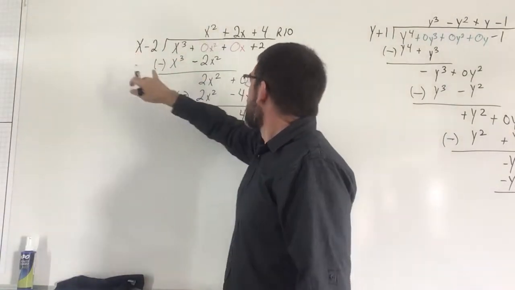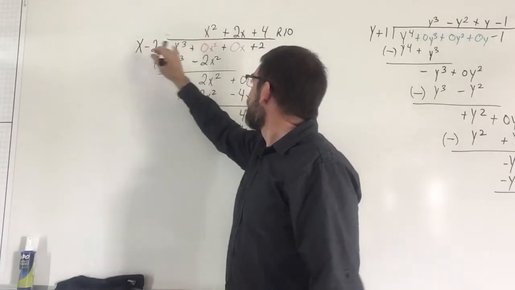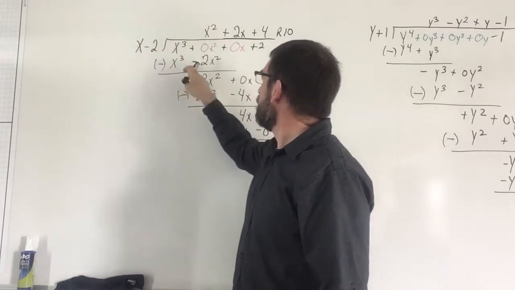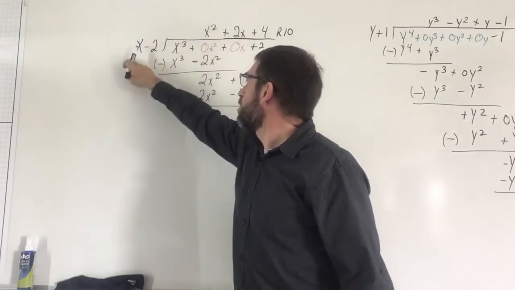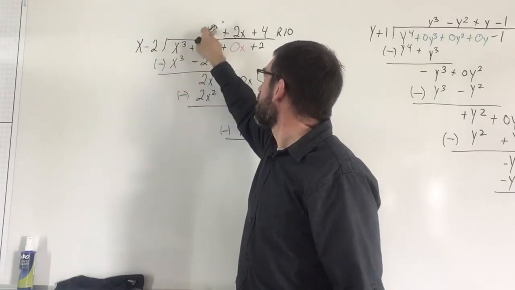This is 1x. And so I went x times 2 is, you see it's negative 2, so I had a negative number. x times x is x^3. See, it's x^2 here.